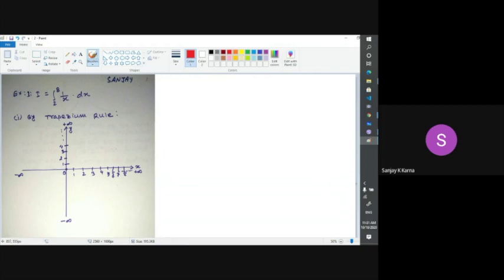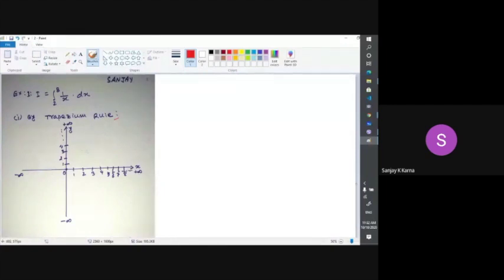Okay, let's see. We have to find the integration of 1 by x for values of x from 2 to 8 in this case. It is also possible to find the area by direct integration. But let's see what difference you get when you find this by the direct method and also by using the trapezium rule. So let's talk about how to apply the trapezium rule to the problem area.